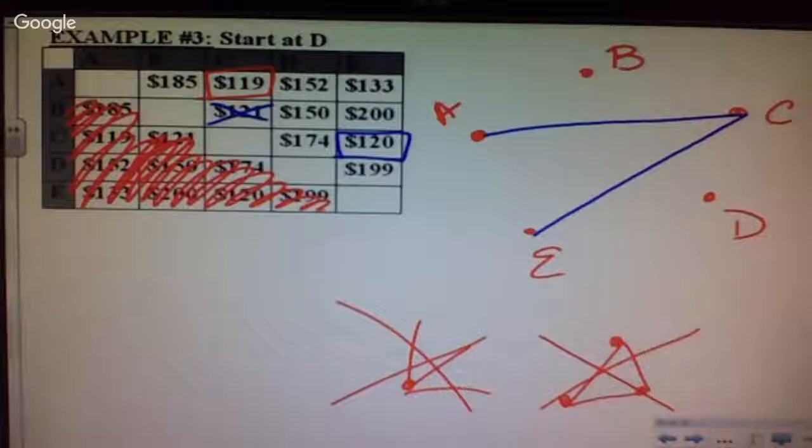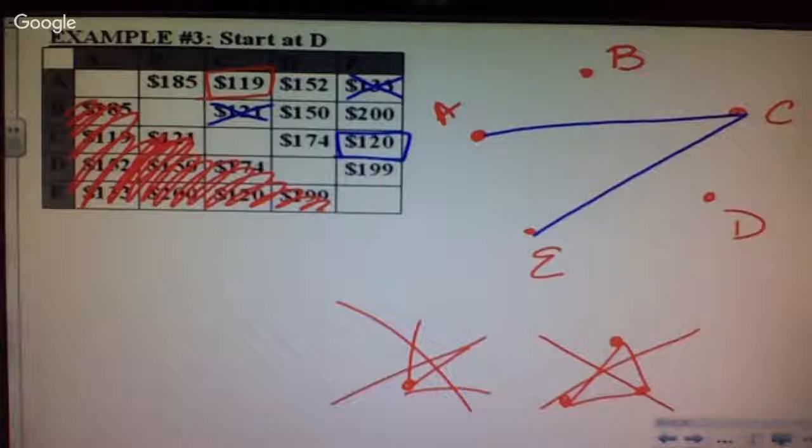What is next? A to E, so it's 133. Look what happens. If I draw a line from A to E, I now have a circuit. That one cannot be used either. Shame. So 133 gets skipped.